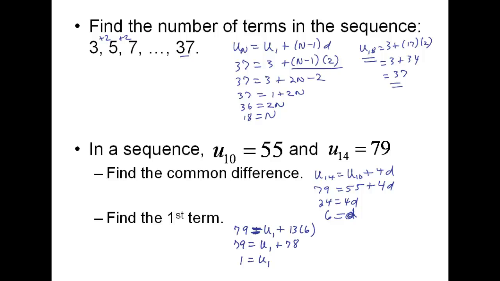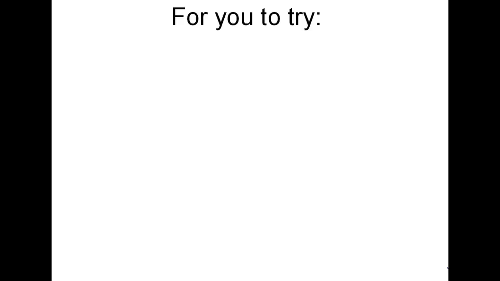If I wanted to check it, I'd go back and use the 10th term equal to 55 to make sure. Is 55 equal to 1 plus, that's the 10th term, I need 9 times 6? So 55 is equal to 1 plus 54. That is true. So I know that 1 must be that first term. So that would be accurate.